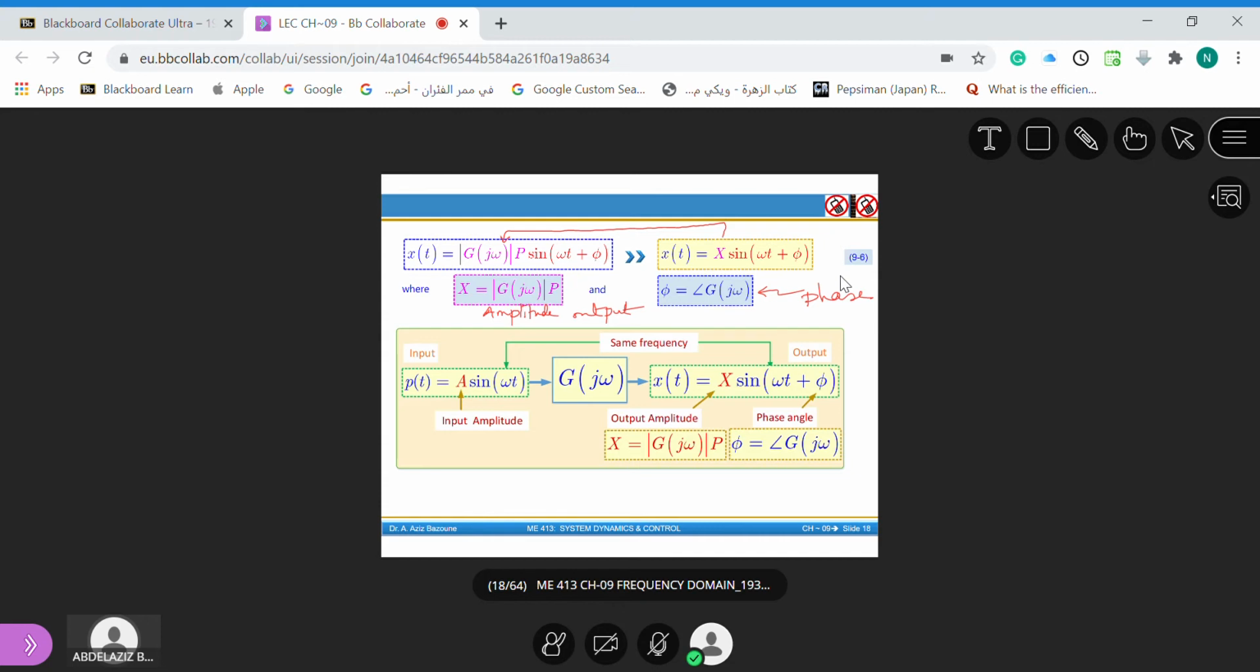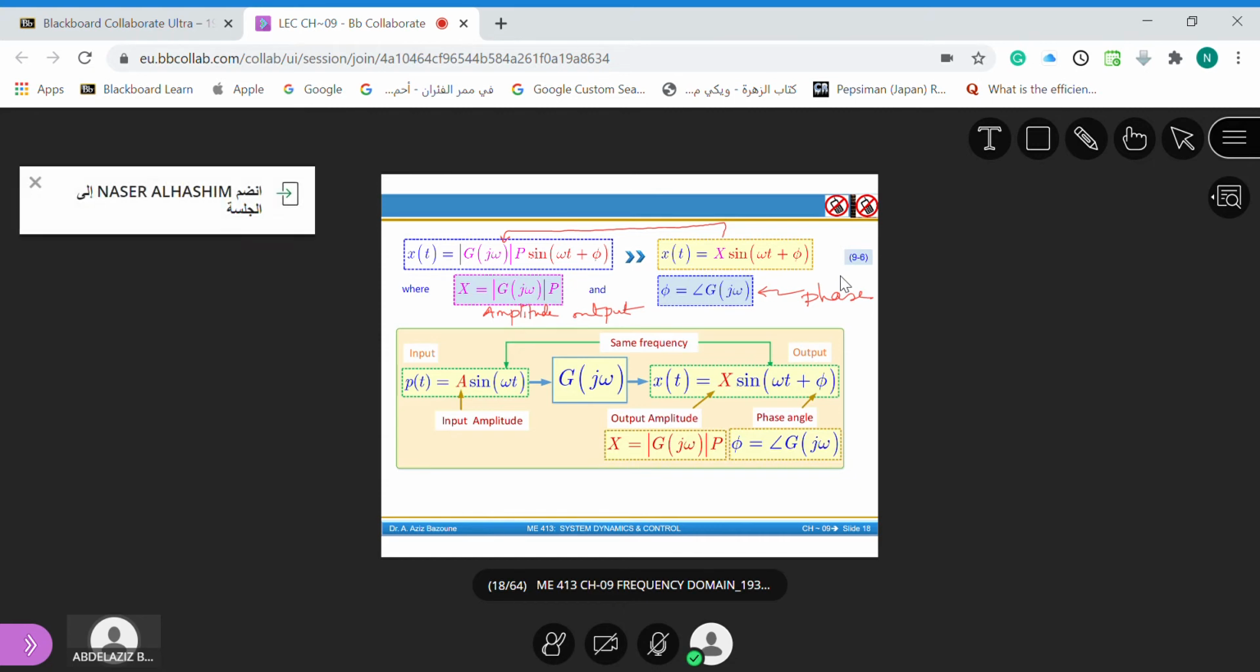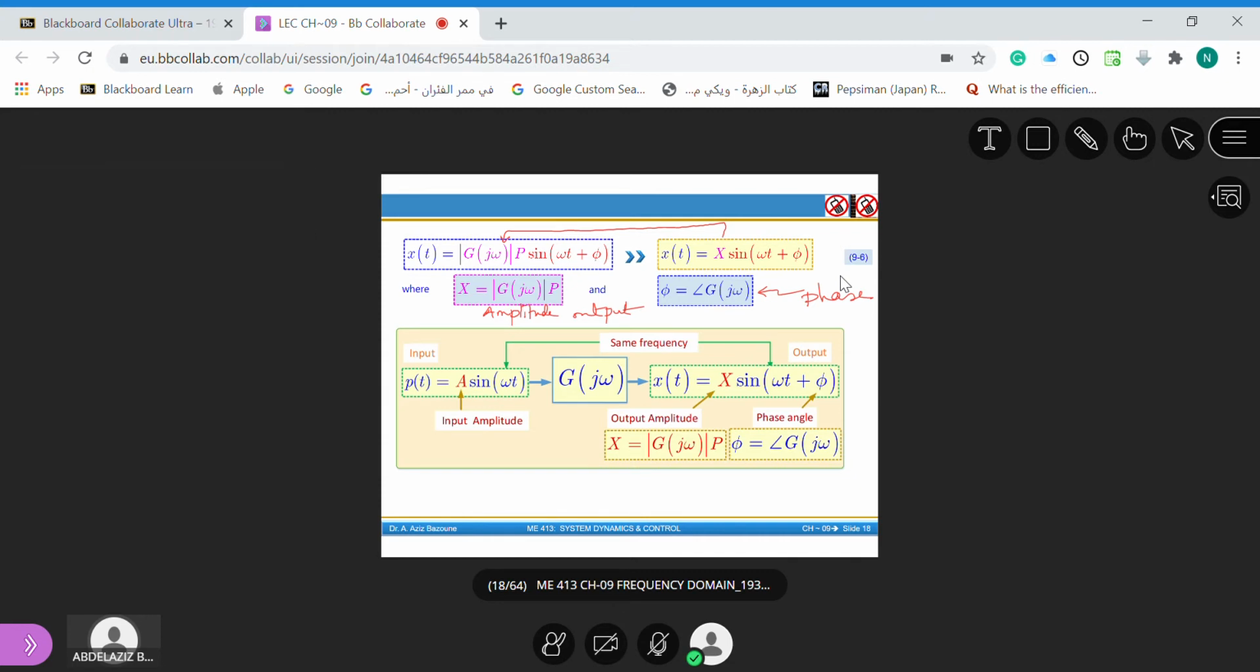So here, this is the summary of all what we are doing. This is the input, A sin ωt. The input has an amplitude of A, and it has a frequency ω. The frequency of the input and the frequency of the output are the same. So now, the transfer function is G(jω). The output will be capital X sin(ωt + φ). Capital X is simply the magnitude of G(jω) times P, or times A, which is the amplitude of the input.